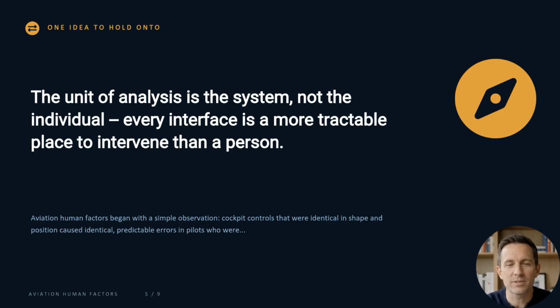The discipline began with a simple observation. Cockpit controls identical in shape and position produced identical, predictable errors in well-trained pilots. The problem was the design, not the people.